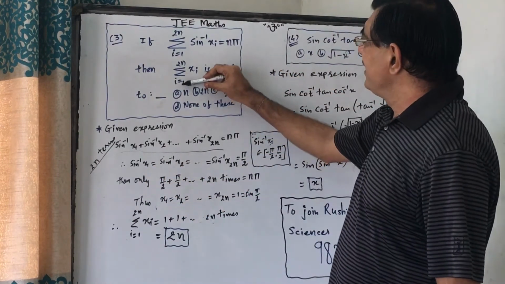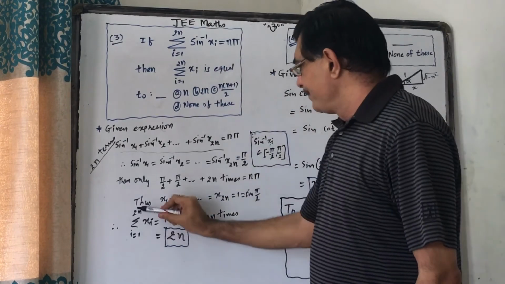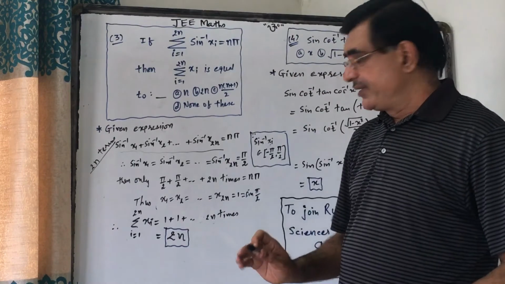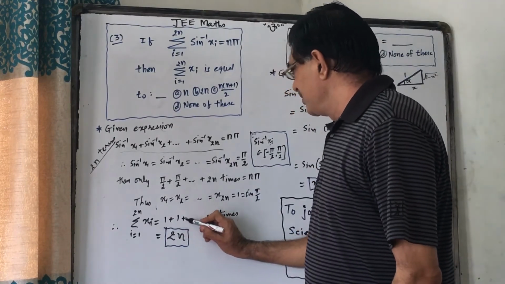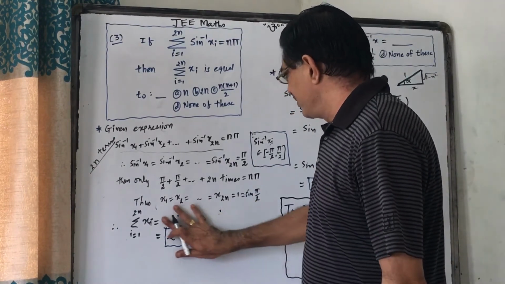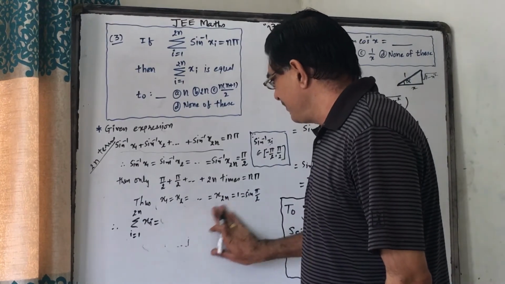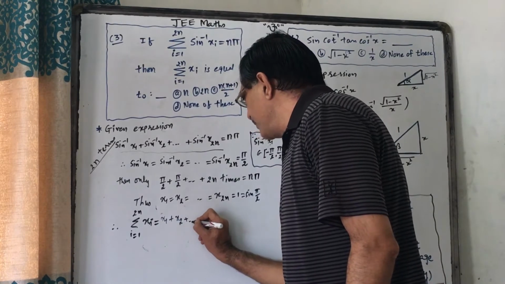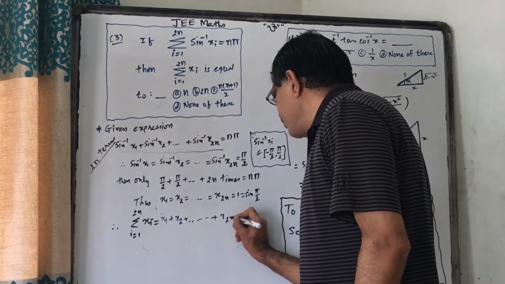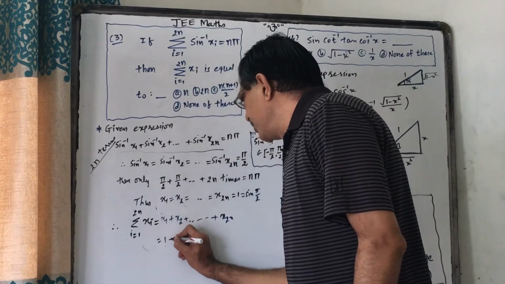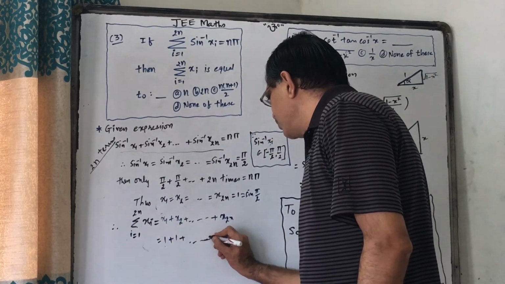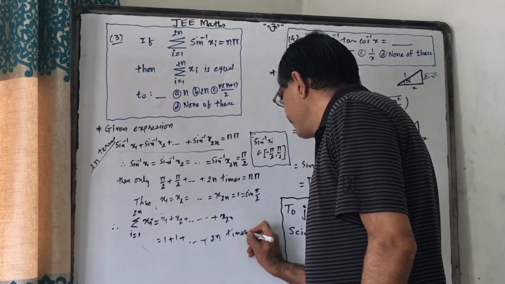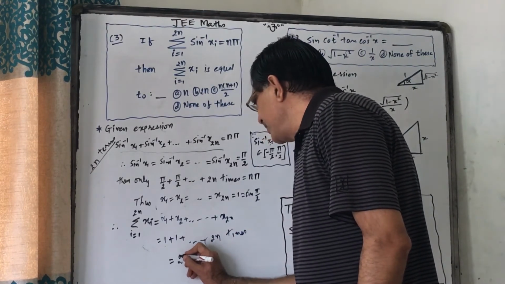Now sigma of i equals 1 to 2n of xi equals, see, all the terms have value 1. Let us write one more step. This is x1 plus x2 plus up to x of 2n. Each term has value 1, so 1 plus up to 2n times. So the final answer is 2n.